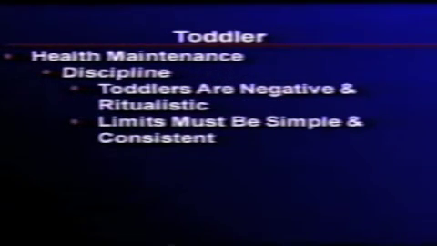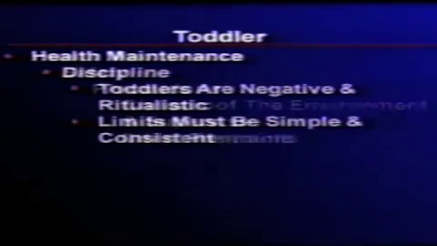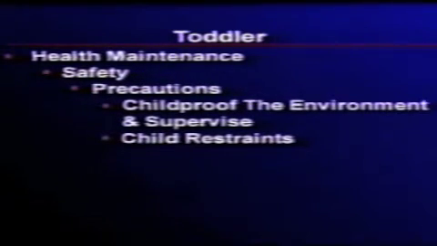Toddlers are very negative, they're very egocentric, they're very busy, and so they need to have a safe environment. For discipline and parameters, keep limits very simple and consistent, because remember, they're very concrete thinkers. They don't have a big attention span, so it has to be very short and sweet and exactly to the point. As well as safety. I can't reiterate enough how much safety is going to be part of the review for pediatrics with the age spans, and toddlers are very big in that because they are just into everything. So they need supervision in a child-proof environment again.